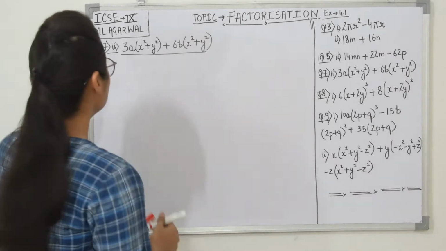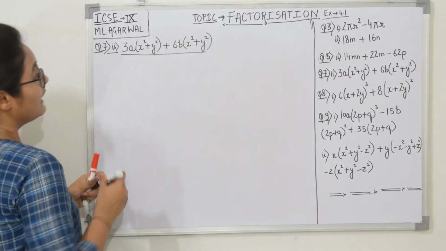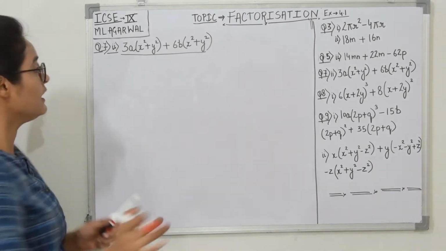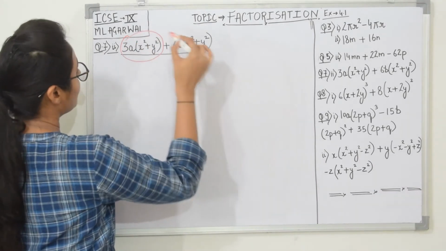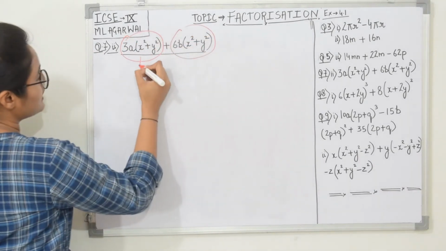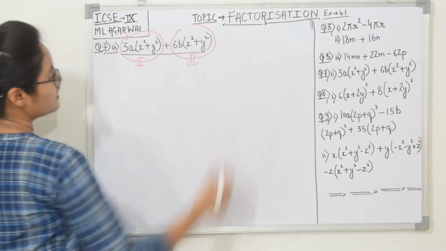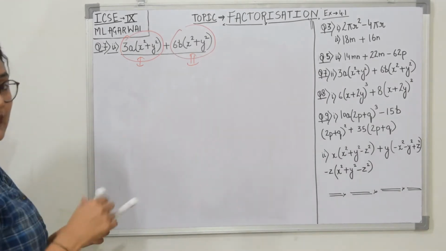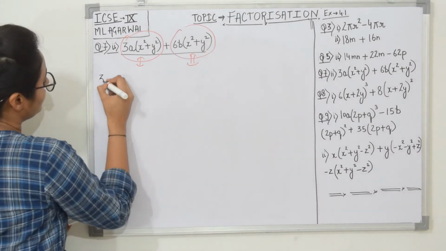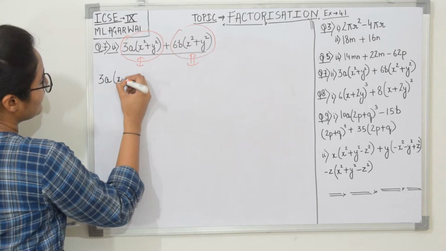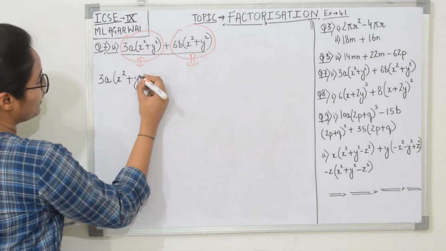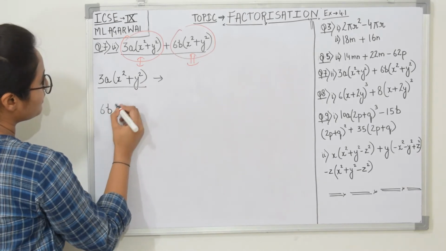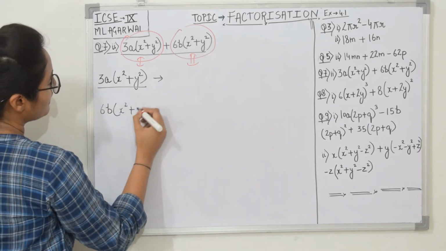Now see, in these kind of questions it is very compulsory that you clear in your head what the terms basically are. So this is your whole term, this is your first and this is your second, and just consider them as whole only. Now see, first term is your 3a (x square plus y square), and your second term is your 6b (x square plus y square).